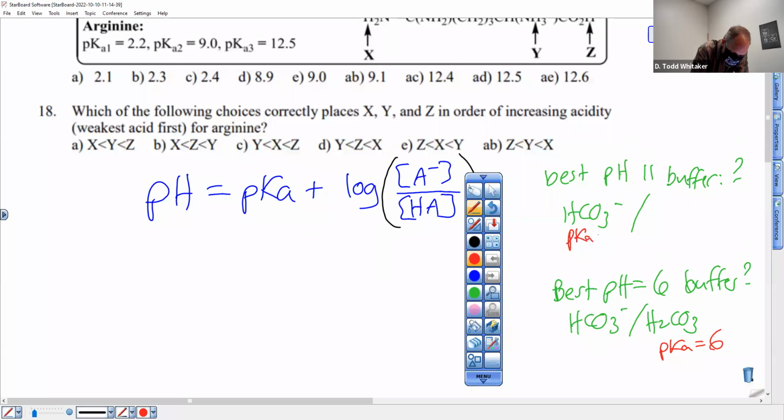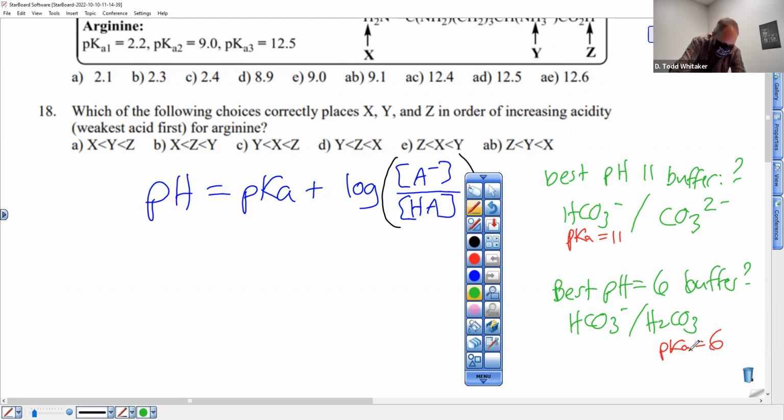So what's the other partner? A buffer is a mixture of an acid and its conjugate base. This needs to be the acid. So what do I need now? CO3 2 minus. Now, when you need bicarbonate to be the base in the buffer, you pick this combination, because the acid is the one that dictates the pH of the buffer.